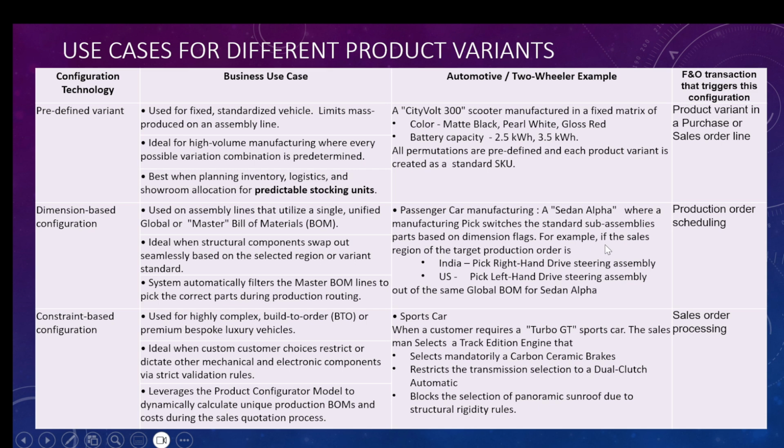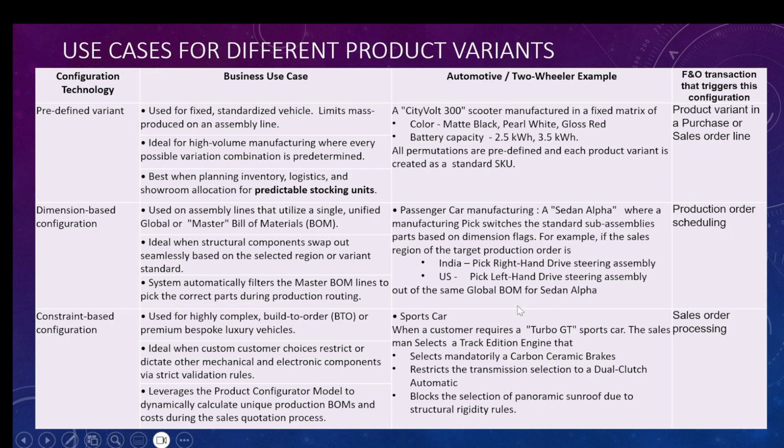So I hope it is clear when we should use dimension based configuration. If we understand this, we can use this information to choose the required configuration technology when we create product masters for our customers. Again, the next point is, when does it get triggered? This dimension based configuration gets triggered during production order scheduling or planning.